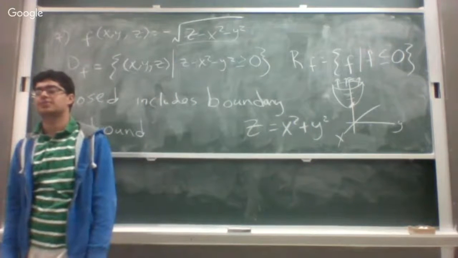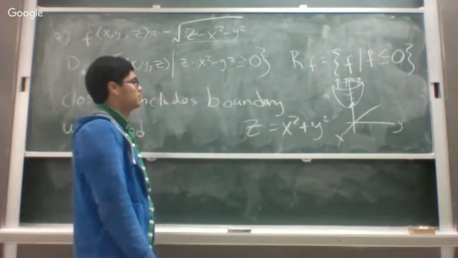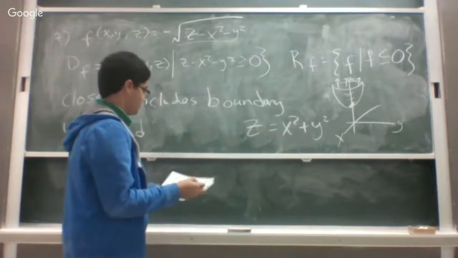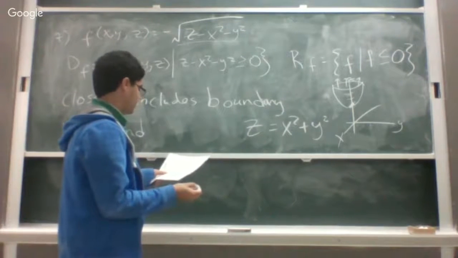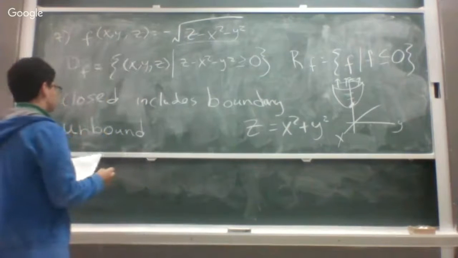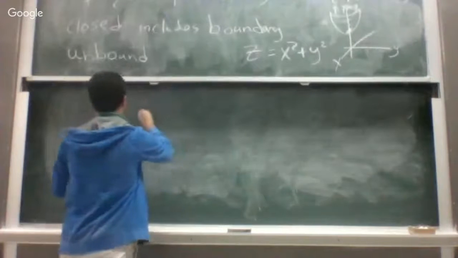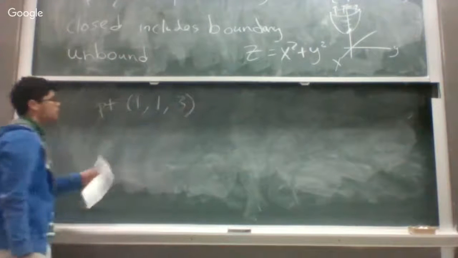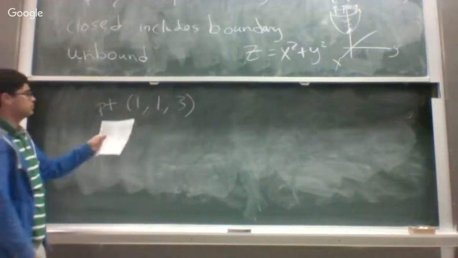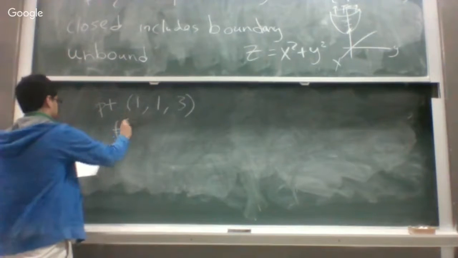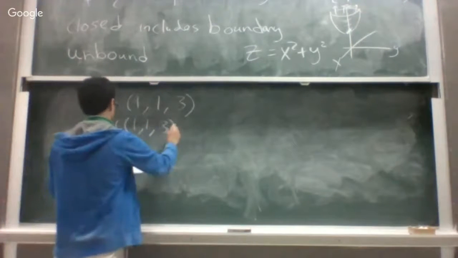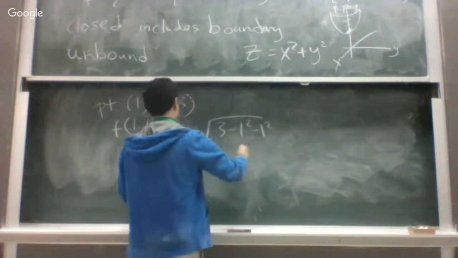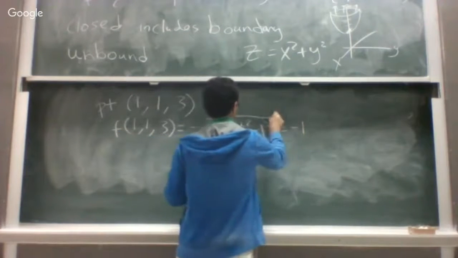Why is the vertex not equal? Am I missing something? Oh, because you're actually supposed to graph when it passes this point. So the function of (1, 1, 3) is equal to negative square root of 3 minus 1 squared minus 1 squared, which is equal to negative 1.